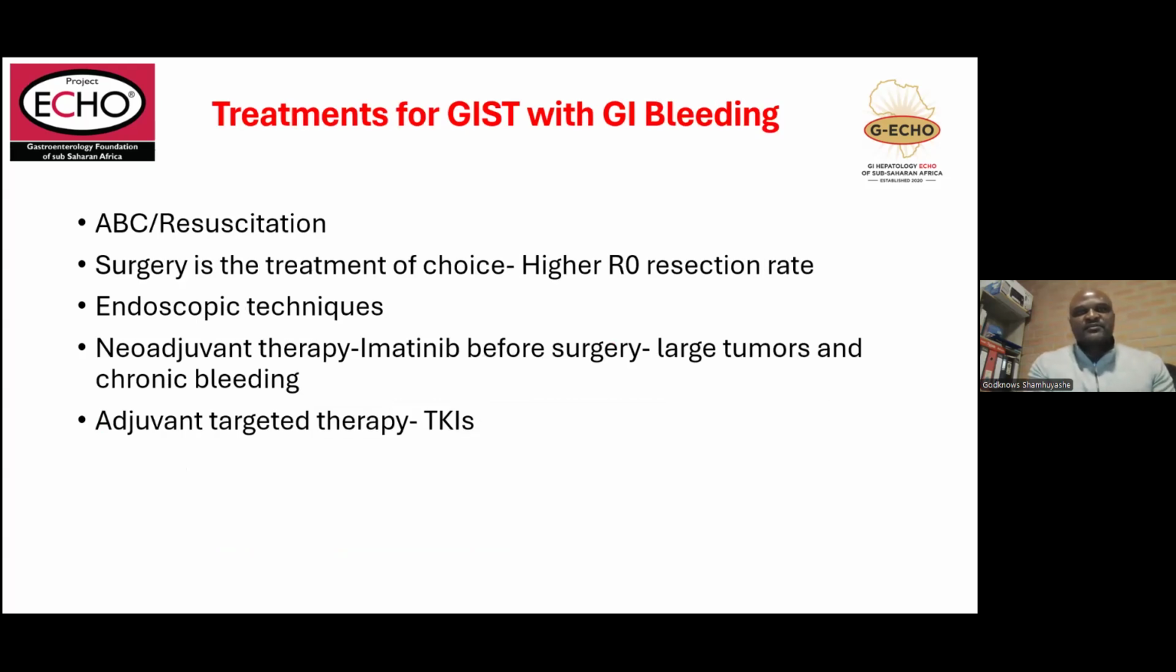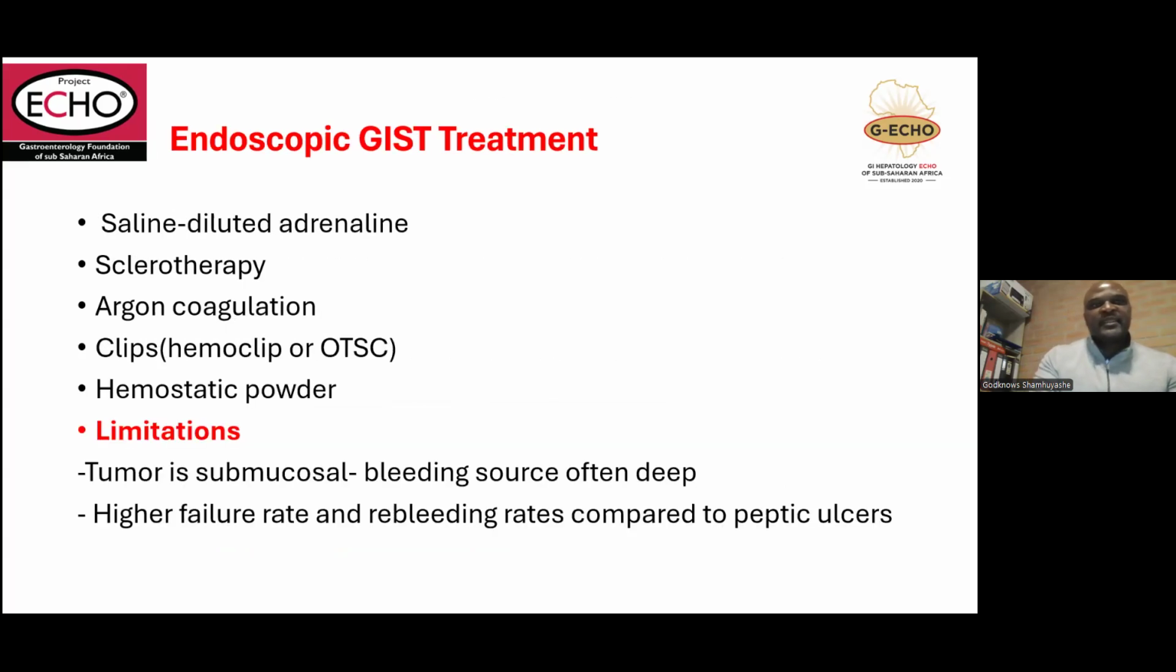So what are the treatment options which you can do for a bleeding GIST? First you need to resuscitate your patient, of which surgery is the treatment of choice, as you get a high R0 resection rate. And there are several endoscopic techniques which you can use, and also the use of neoadjuvant therapy, like imatinib before surgery for very large tumors and those with chronic bleeding. Imatinib is a tyrosine kinase inhibitor.